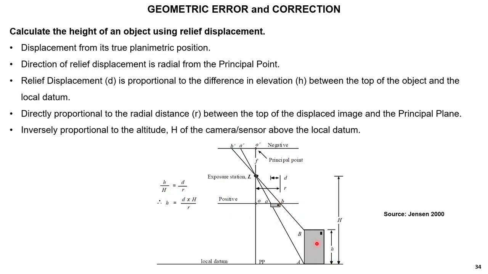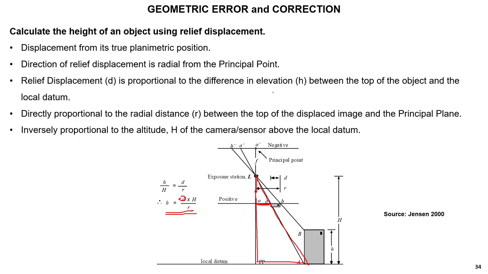And by making use of the principle of similar triangles, so h by capital H, they are taking this one triangle and this small triangle which is inside. You can see this, no? So these two triangles, they are making the similar triangles, and then we are arriving at the height of the building. So here what we can see is the relief displacement is proportional to the distance.